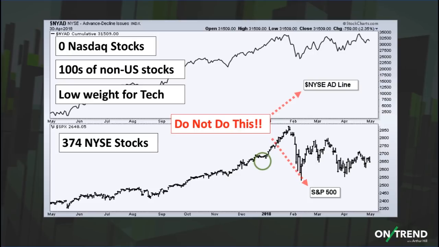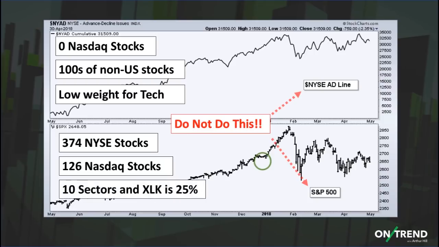Now, when we look at the S&P 500, we have 374 stocks from the NYSE. So yes, the majority are from the NYSE, about 75%. But 126 stocks are also from the NASDAQ, so you have a big weighting in there from the NASDAQ, 25% of the stocks. And you have all 10 sectors represented in the S&P 500, and technology is 25%.